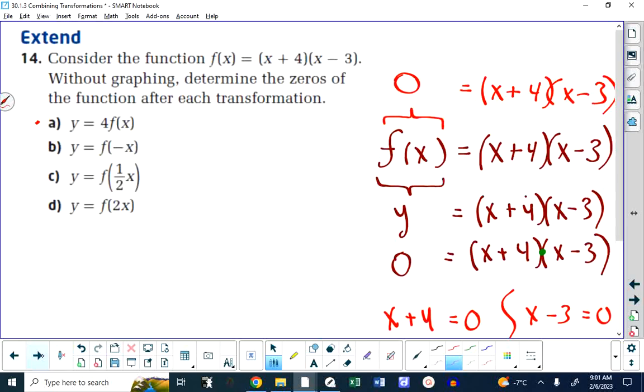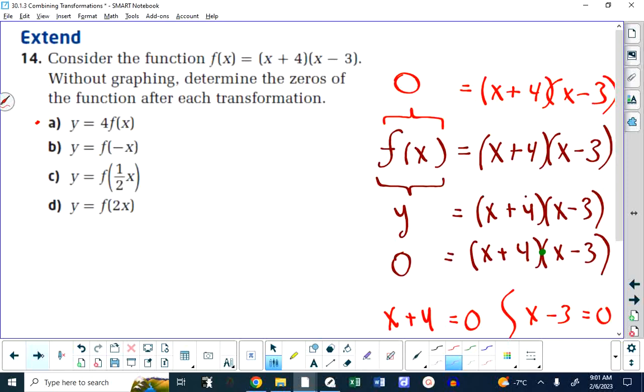You should be able to say that for B, y equals f of negative x is a horizontal reflection. And a horizontal reflection is going to take every x coordinate and flip it. So if we had an x-intercept at negative 4 and at positive 3, they're going to flip, and the 3 will become negative 3, and the negative 4 will become positive 4. Does that make sense? Okay.